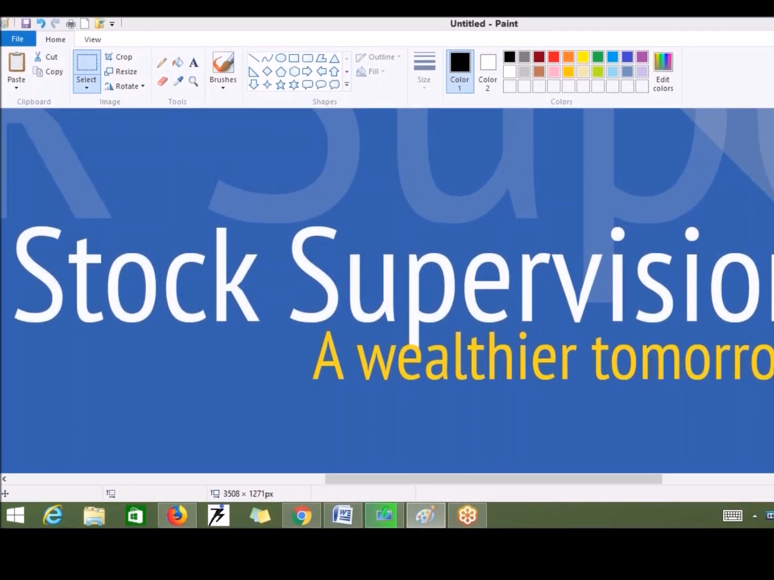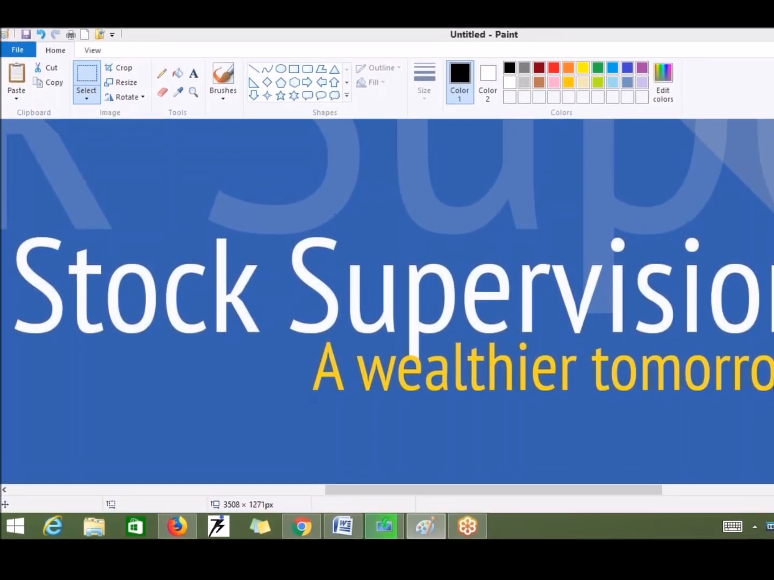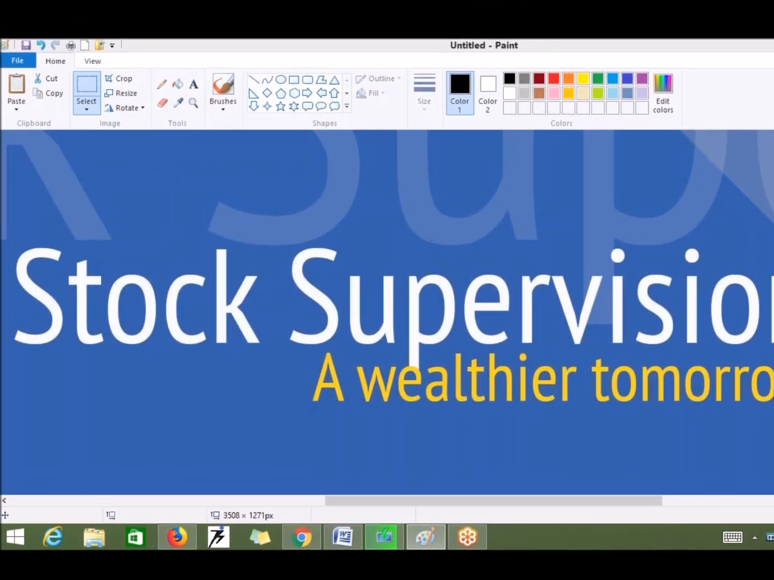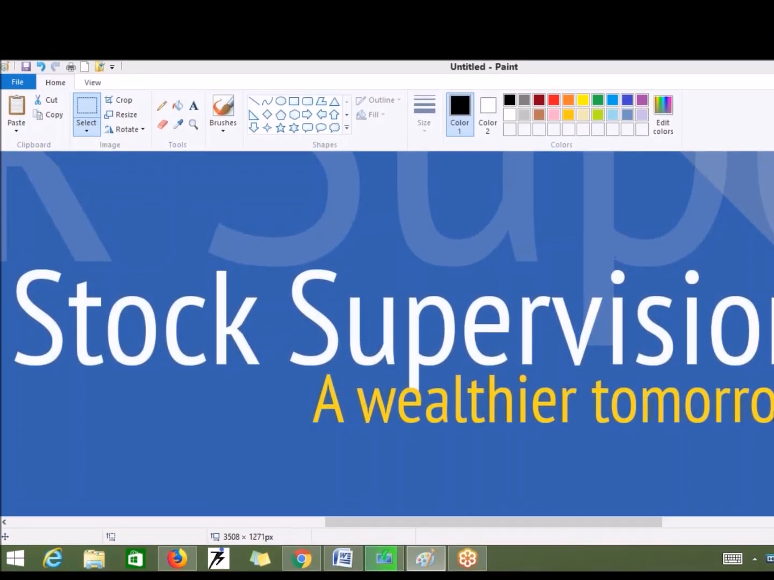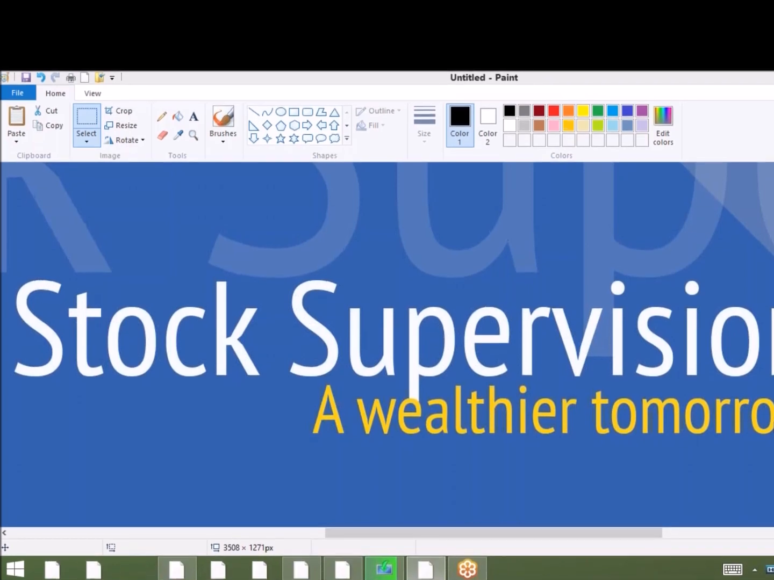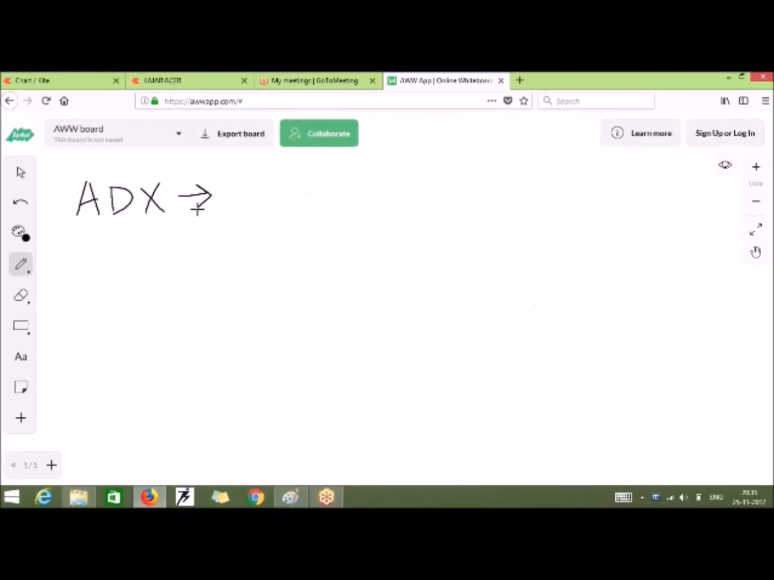Today I am here with two more indicators, that is ADX and MACD. You might have heard about these two indicators, but today we will learn the strategies which are commonly used in this market. Let's start with ADX.